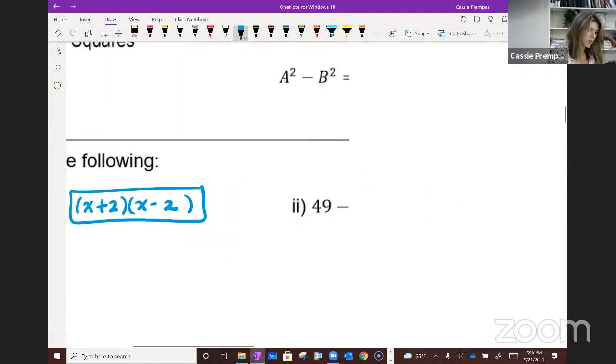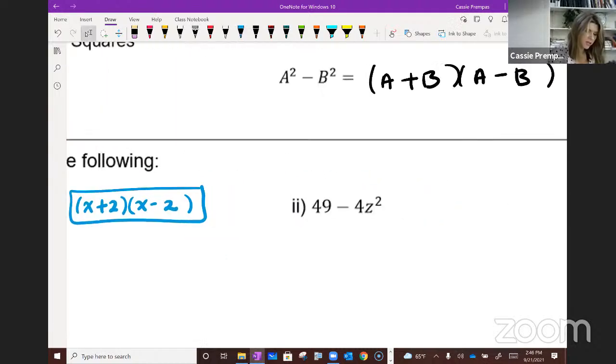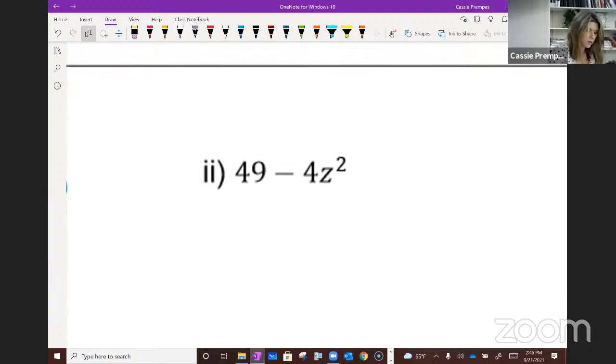Number 2 is a little trickier. First thing I would always look for is a GCF. Is there a GCF between 49 and 4z squared? No, 4 is 2 times 2, 49 is 7 times 7. They don't share anything. So the next thing I would see is I see a minus sign and I see a square. So I'd be looking for, is this the difference of 2 perfect squares?